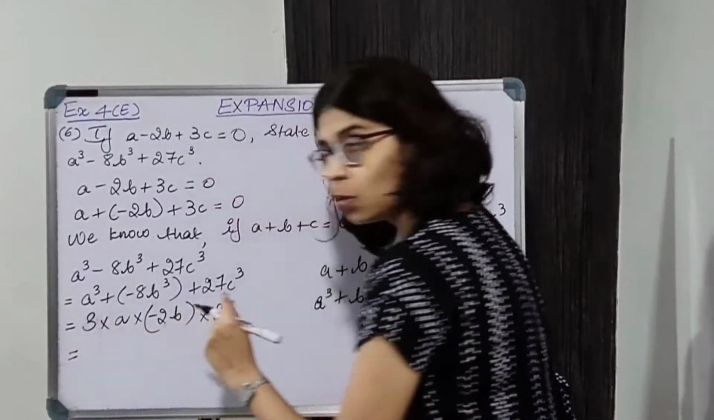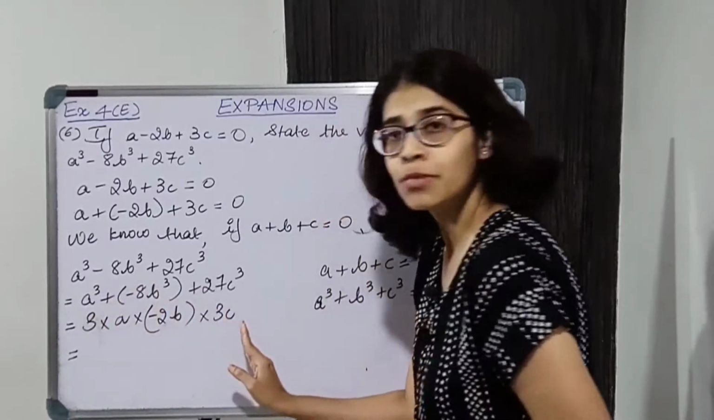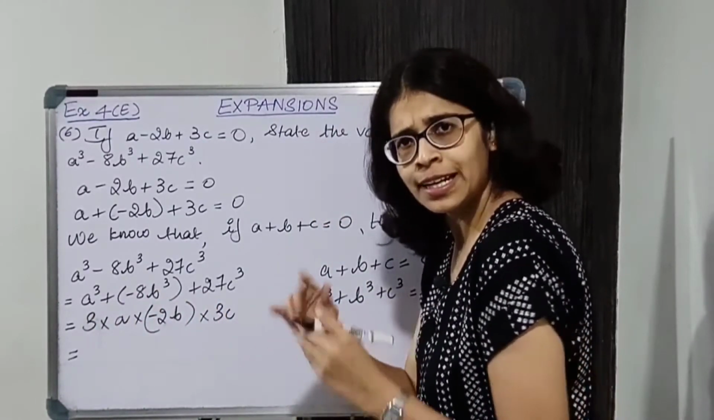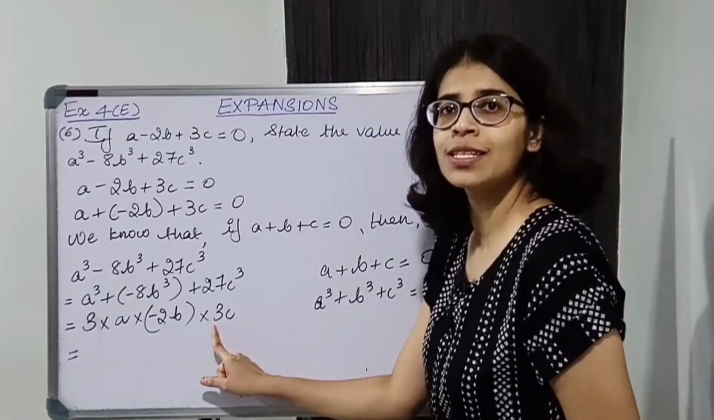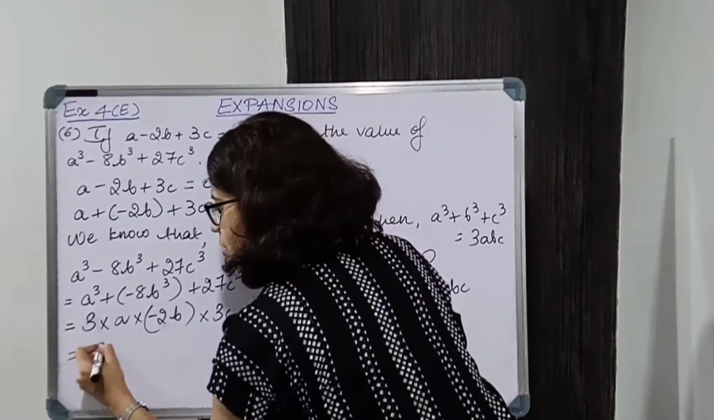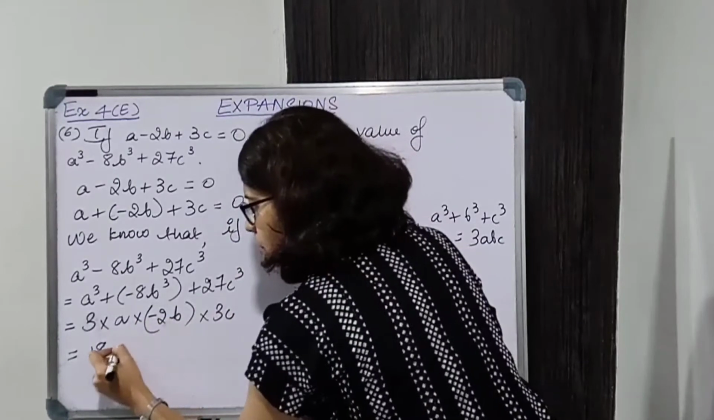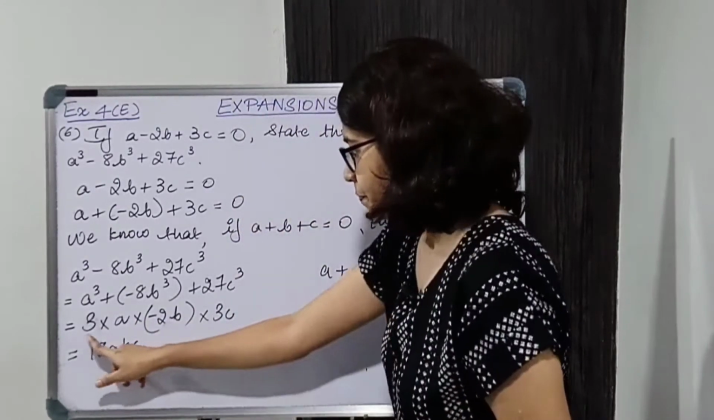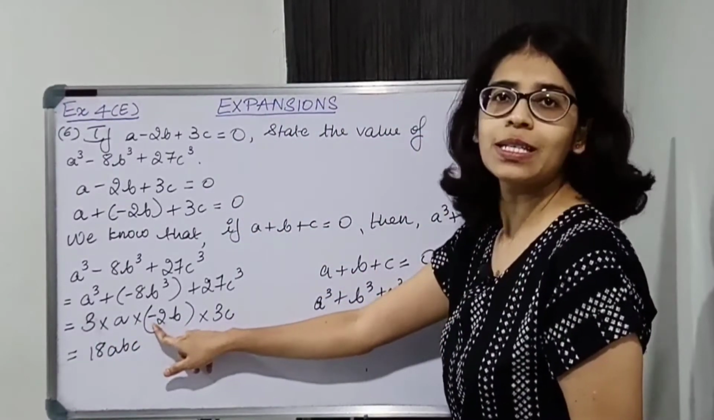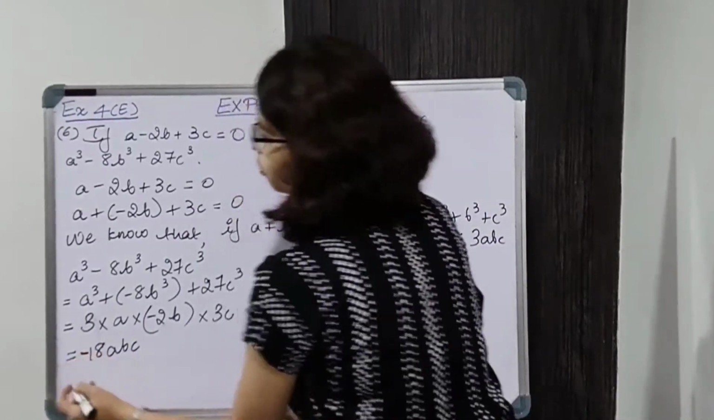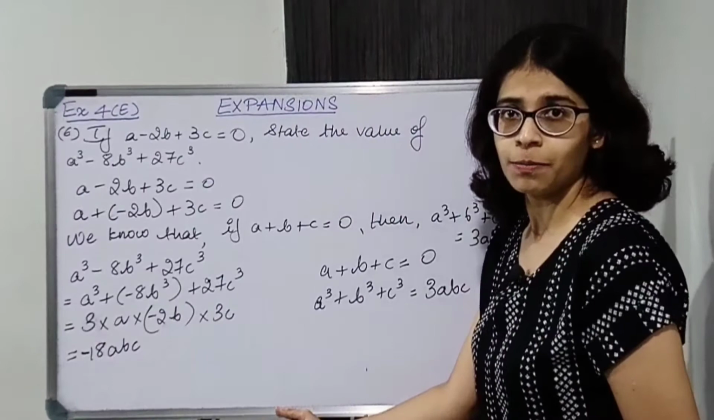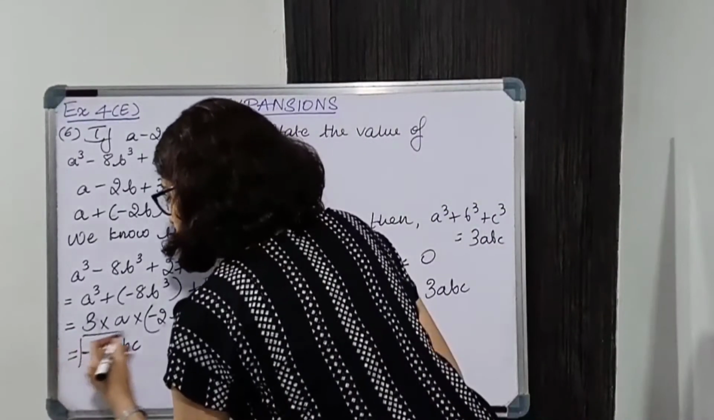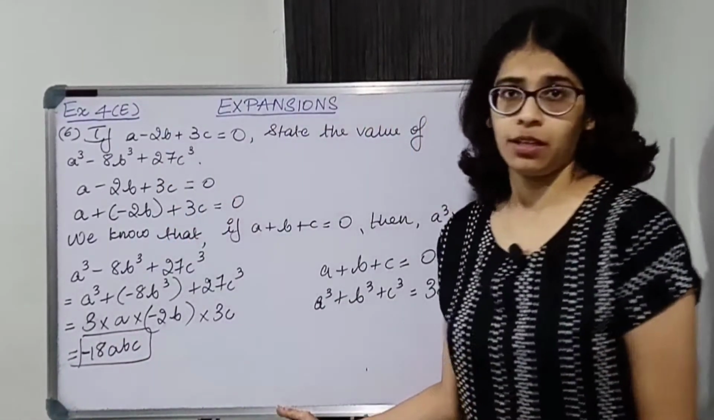So now what you will do, multiply the numbers first. Okay, forget even the signs. 3 into 2 into 3. 3 2s are 6. 6 3s are 18. A into b into c, a, b, c. Now put the signs. Over here all are positive, only one is negative. So negative sign will come. Positive into negative gives negative. So minus 18abc. Okay. So this is the answer using the property.